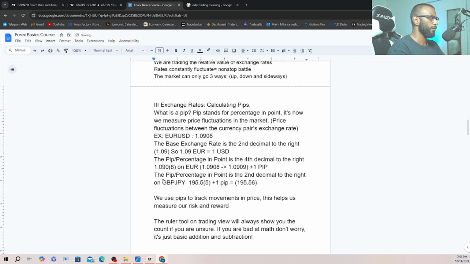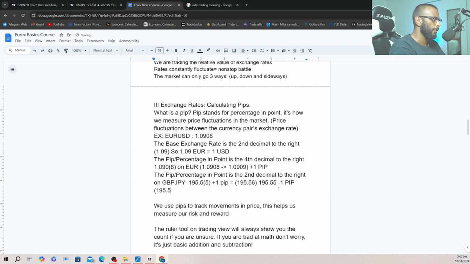Now, if we were to do 195.55 minus 1 pip, same thing. All right, I apparently can't type. It would be 195.54. And that would equal minus 1 pip. Okay, so pretty straightforward, guys. For a Japanese yen currency pair, the pip is going to be the second decimal place to the right, and every plus 1 or minus 1 is literally just plus 1 pip, minus 1 pip, plus 1 pip, minus 1 pip.